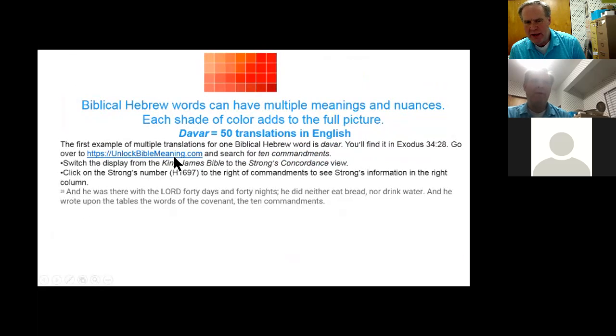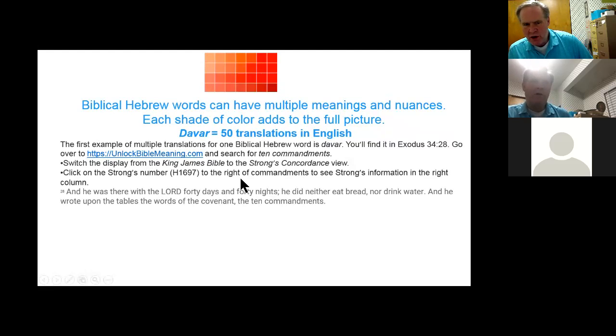The word davar we talked about meant word. Actually, there are over 50 translations for that one word in the Bible, davar. It's in Exodus 34:28, for example. If you go to the website unlockbiblemeaning.com and search for the 10 Commandments, there's a book called Strong's Index that looks at every single word that occurs in the Hebrew Bible. Hebrew word number 1697 is this word, davar.